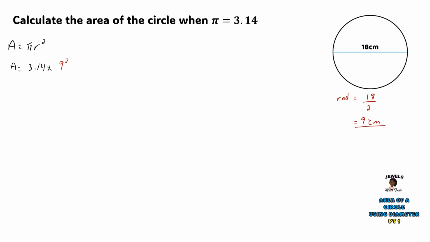And as always, the first thing we're going to need to do is work out our 9 squared. And remember that 9 squared does not mean 9 times 2. It means 9 times 9, which is equal to 81. So now I'm going to substitute that 81 into my question in place of my 9 squared.